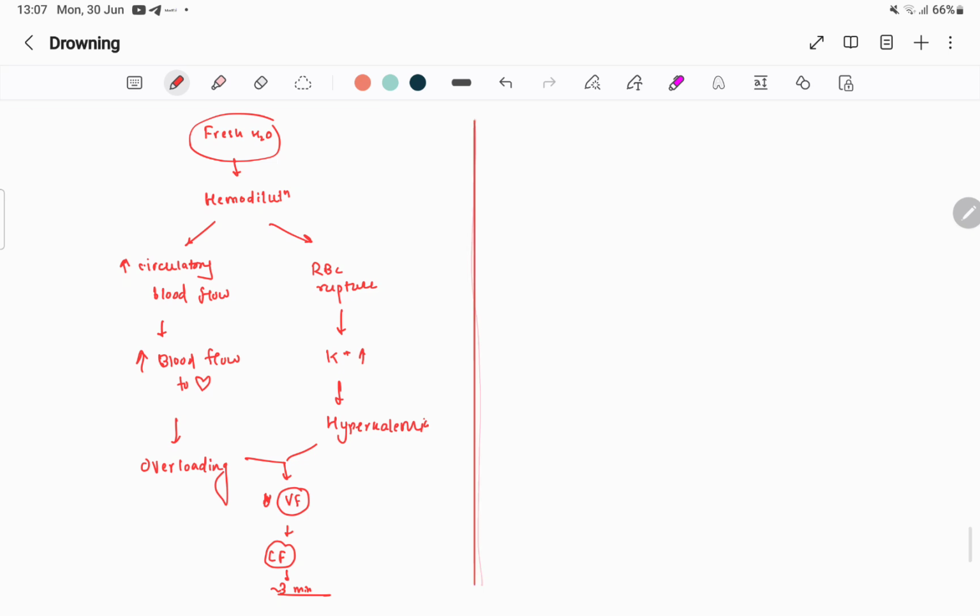You can make a flow chart like this. Talking about saltwater drowning, there will be hypovolemia and hemoconcentration. There will be pulmonary edema. There will be asphyxia.